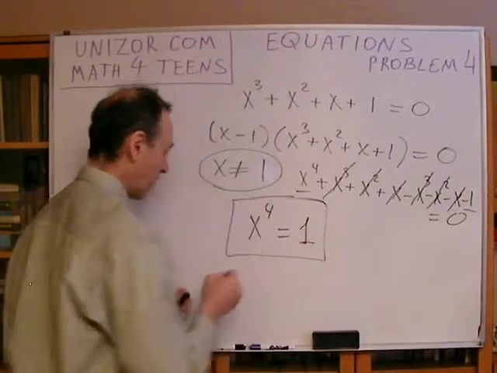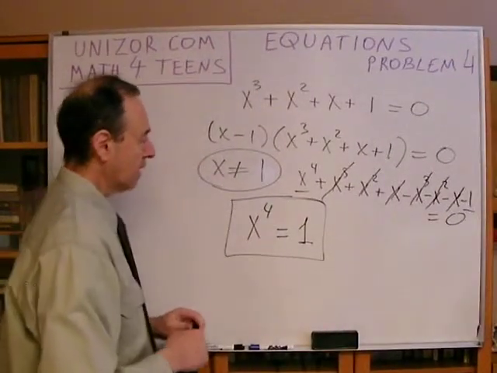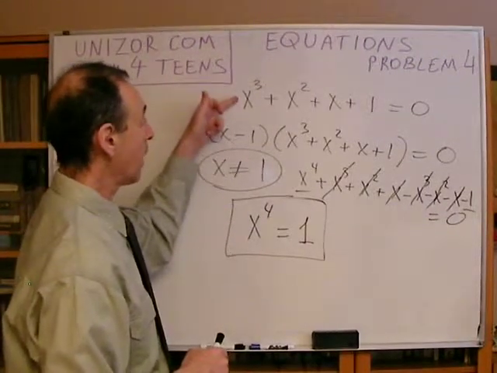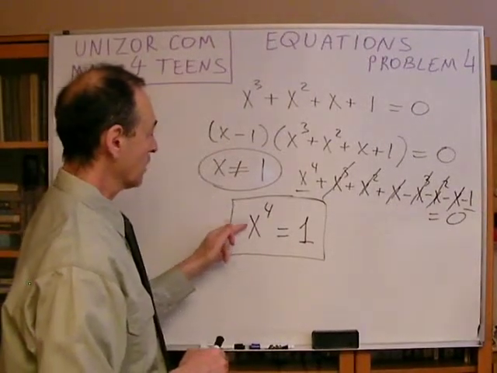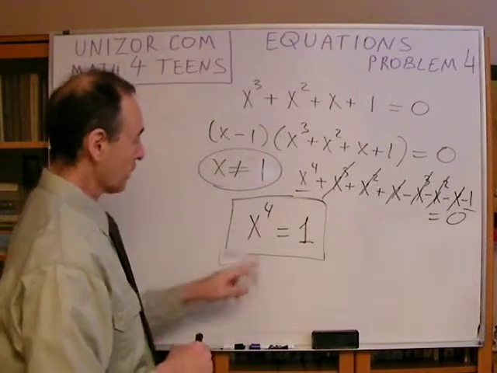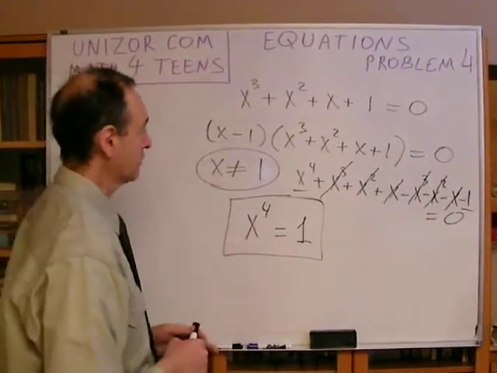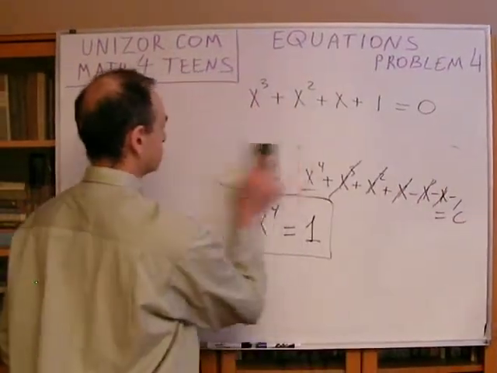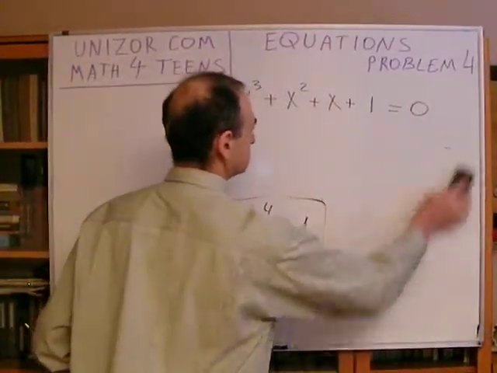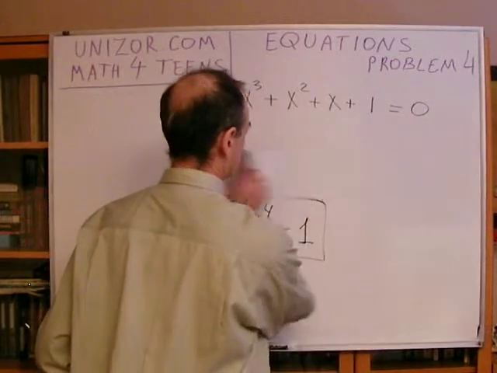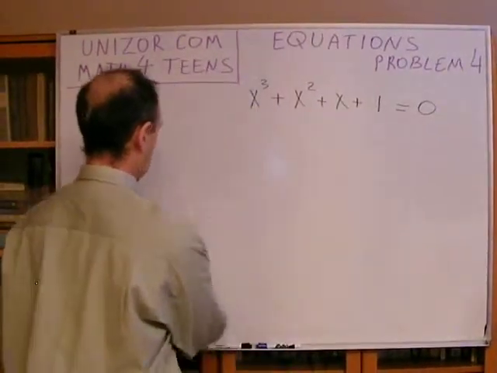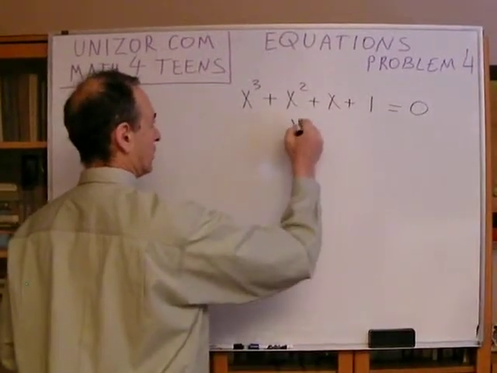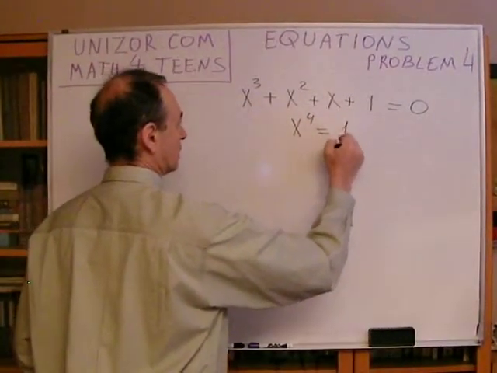Now you can ask, why did I complicate my life transforming the equation of the power of 3 to the equation of the power of 4? Well, because this is much simpler, obviously. Now, how to solve this equation? This is really elementary. So, x to the fourth equals 1.